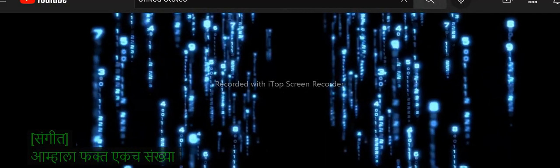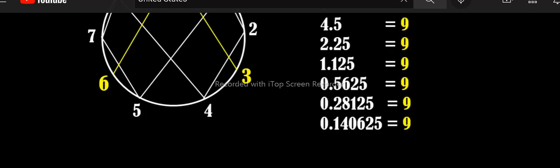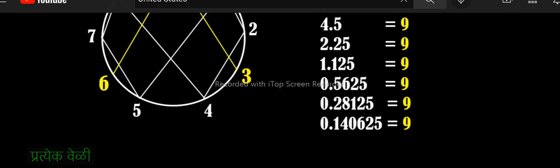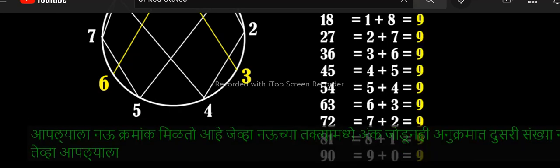We are getting only a single number, number 9. What will happen if we halve the numbers repeatedly starting from number 9? What do you see? We are getting number 9 every time. No other number is present in the sequence. Even on adding the digits in the table of 9, we get number 9 only.